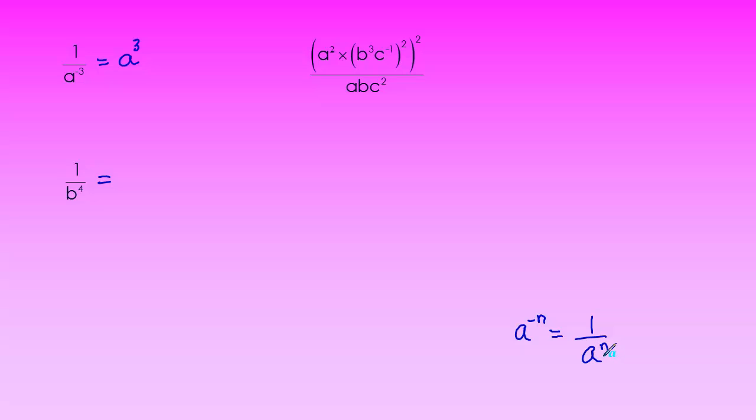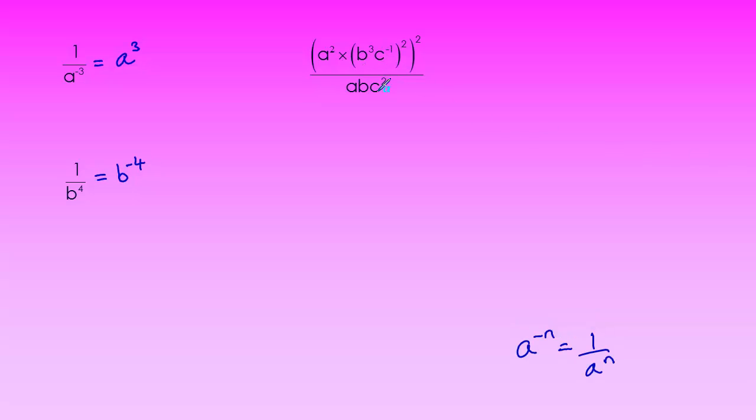We're following exactly the same thing here with the b. So we have that the n is 4, and therefore negative n would be negative 4. So that would be b to the power negative 4.